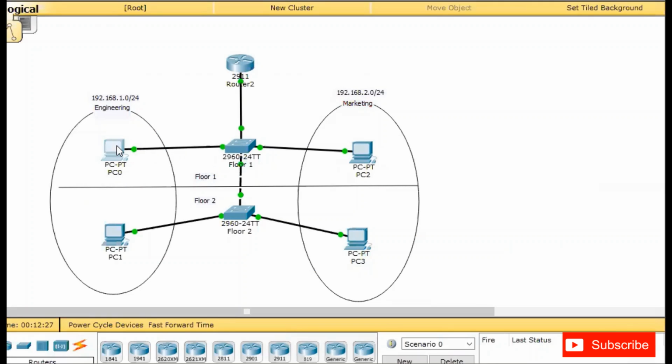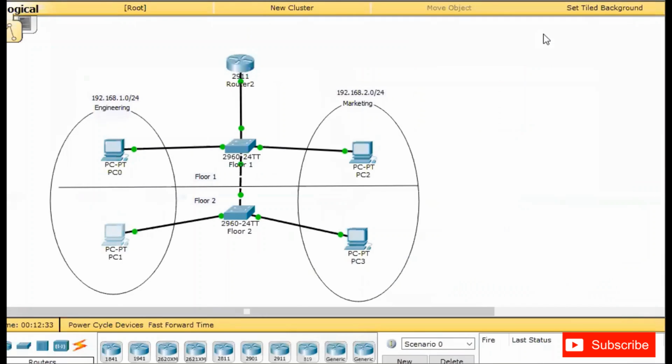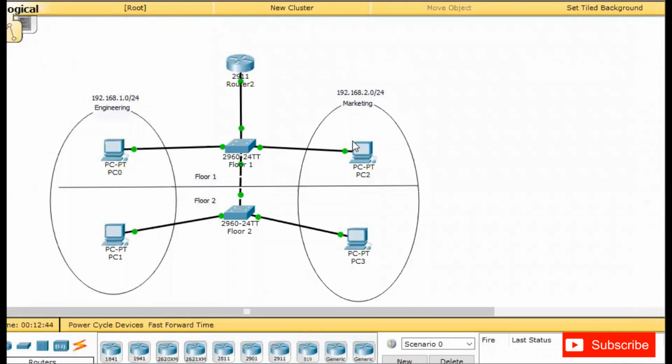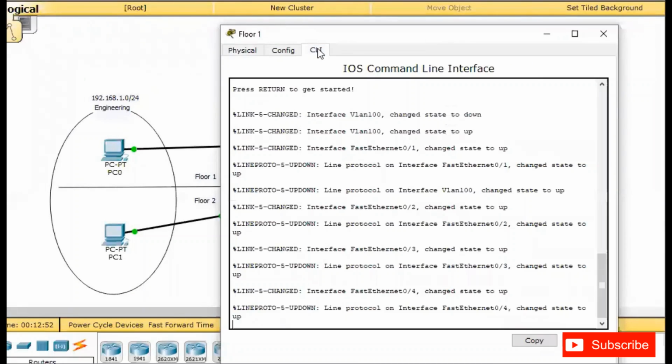So these two computers are going to be in the engineering VLAN, and these two computers are going to be in marketing. Okay. So let me get into the configuration.